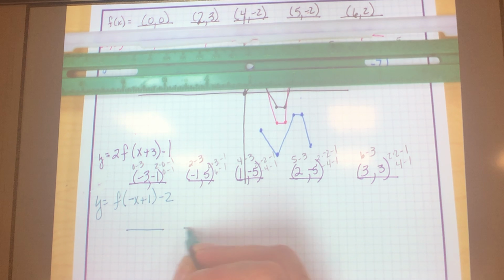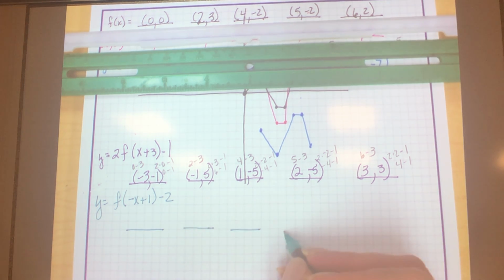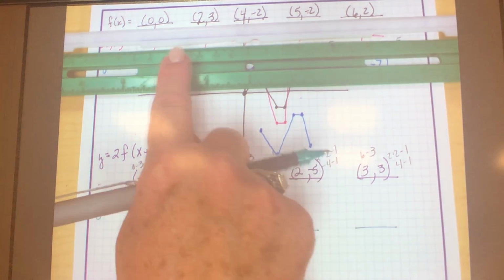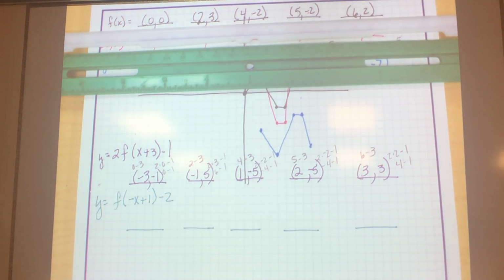Do not look at the purple guys. You always go back to that original function. Go back to the black function. I did them all in different colors so they'll be easy. How about you do the first 2 points, and then we'll see how good you are.